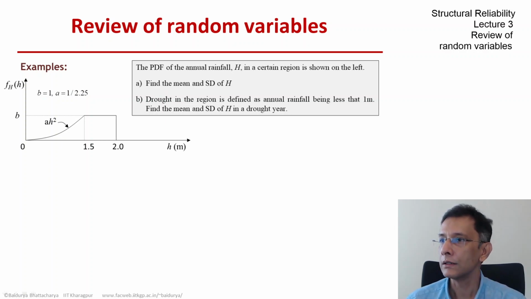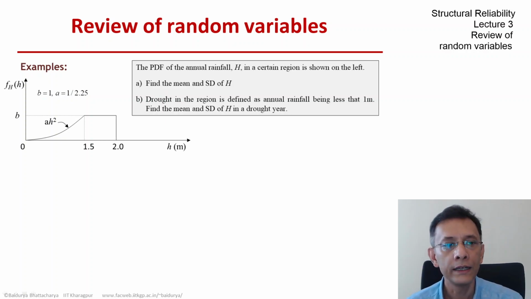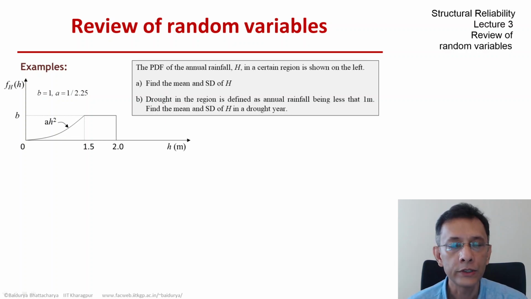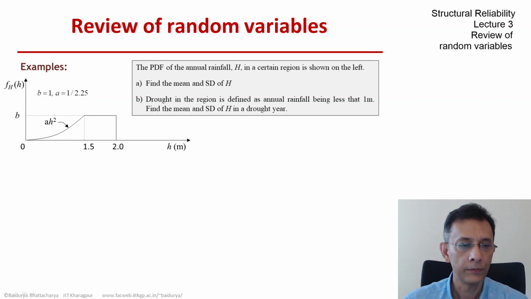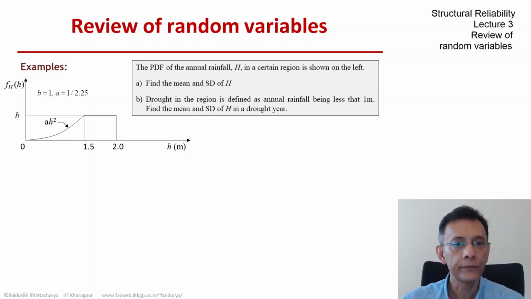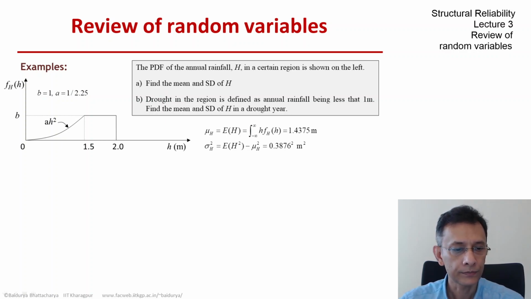event. So let's define drought, and drought is defined in terms of H, that the random variable H is less than 1 meter. So with this conditioning event, we need to find out what is the mean and standard deviation of H in a drought year. So to do that, let's first find the unconditional mean as asked for, and the unconditional standard deviation.